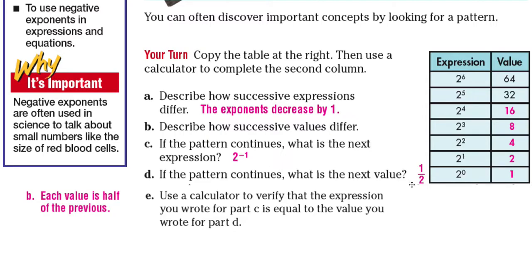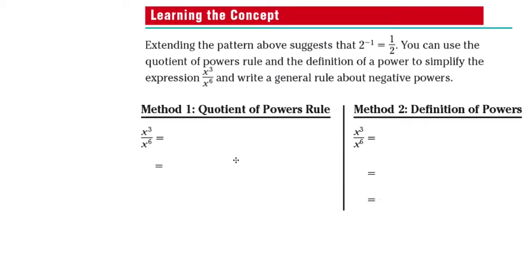Okay, so what does that tell us? It tells us something about a negative exponent, so let's learn the concept. Extending the pattern above suggests that 2 to the negative 1 is equal to 1/2. You can use the quotient of powers rule and the definition of a power to simplify the expression x cubed over x to the 6th power and write the general rule about negative powers.